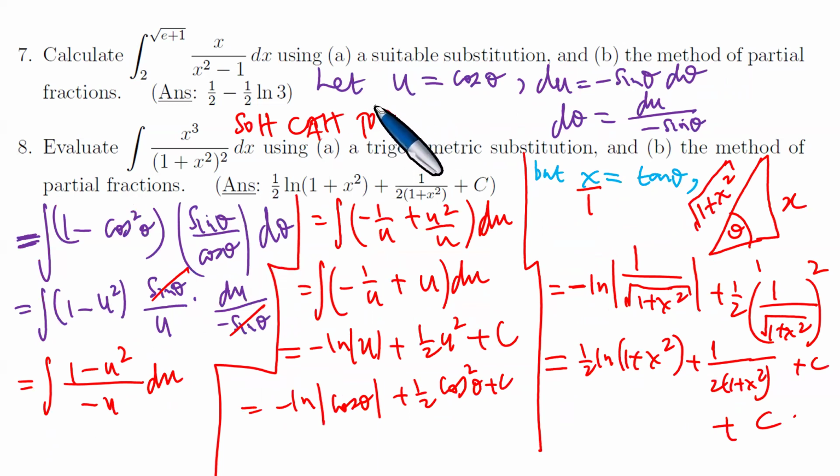One of the things we did was to let u become the cosine of theta, whose derivative is the negative sine of theta d theta. And making d theta the subject of the equation gave us d theta equals du over minus sine theta. So we have 1 minus u squared, sine theta over u. And this cancels out. And this is what we have.